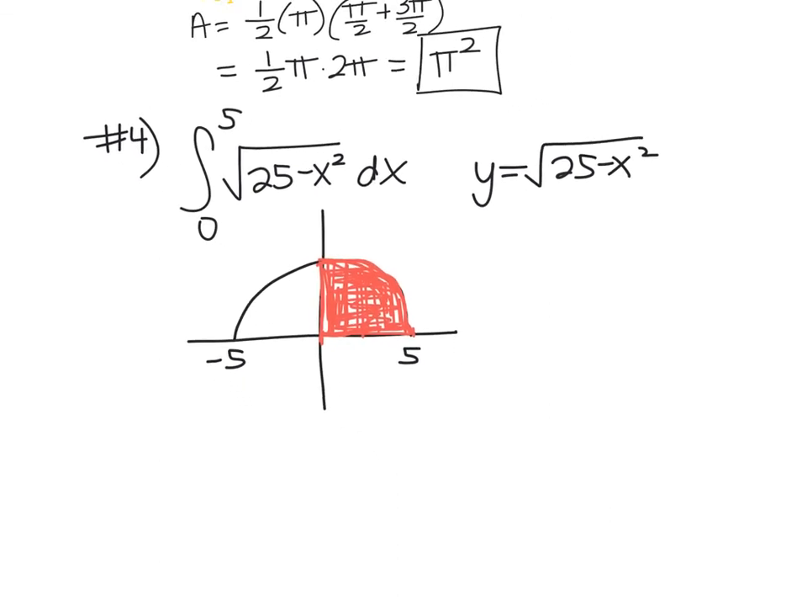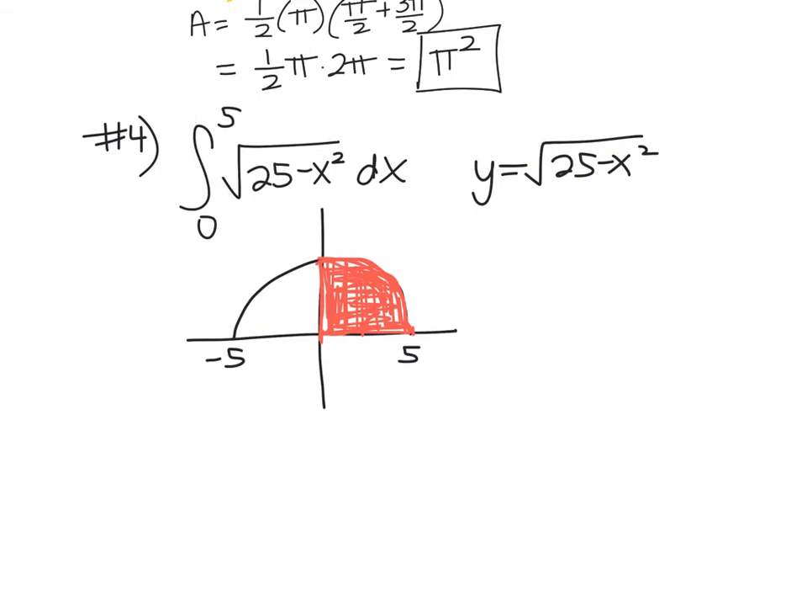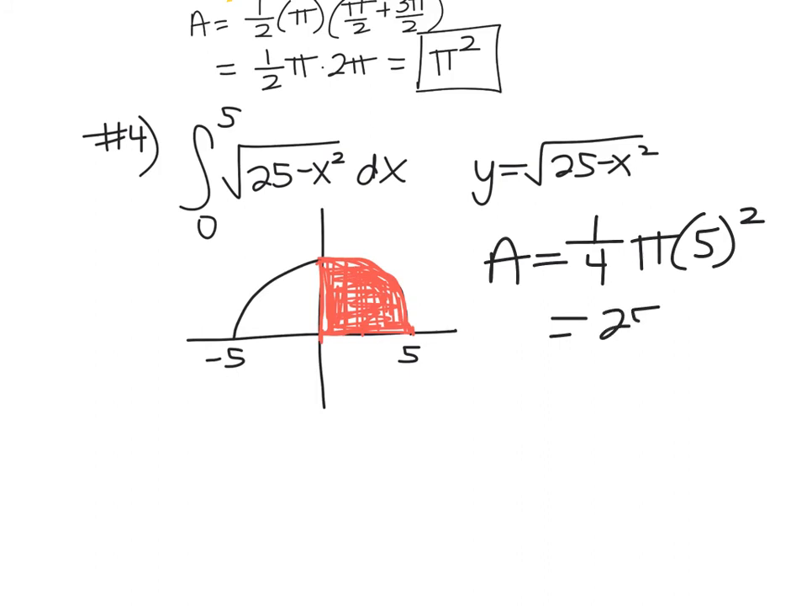Okay, so here we go. Now let's find the area. It's going to be 1/4 of pi r squared. Right? 1/4 this time. All right, so then you get 5 squared is 25, so 25/4 pi. You can leave it in terms of pi. Nice.